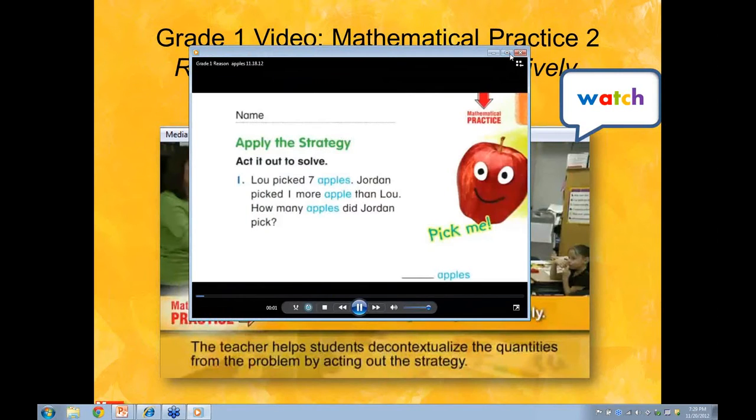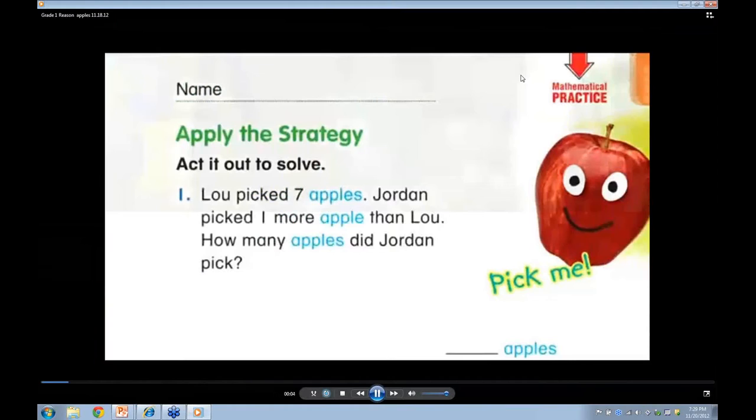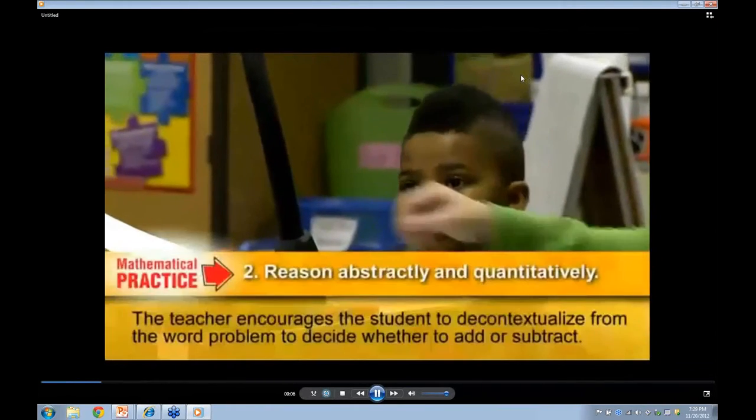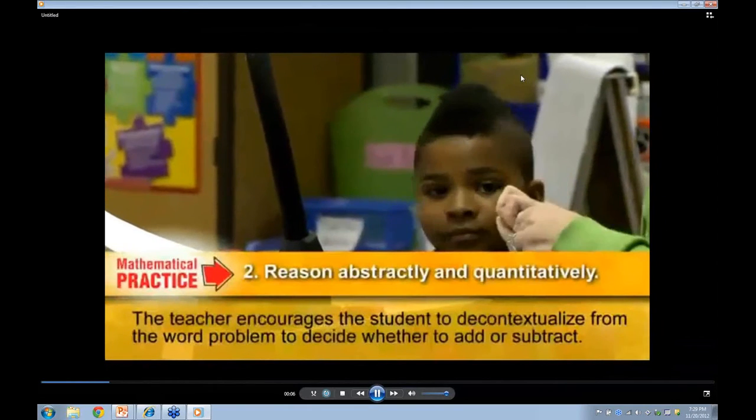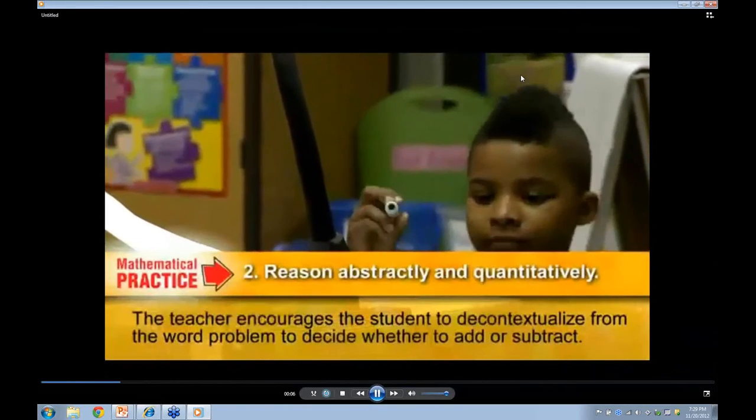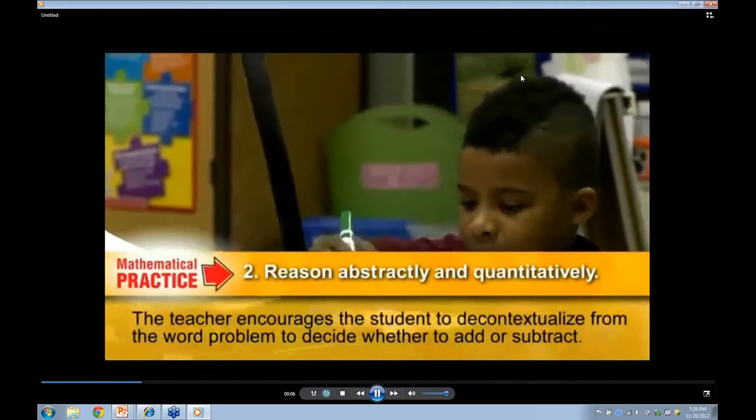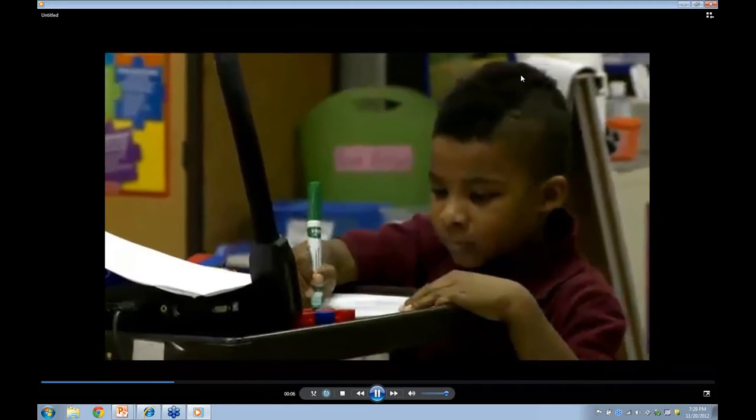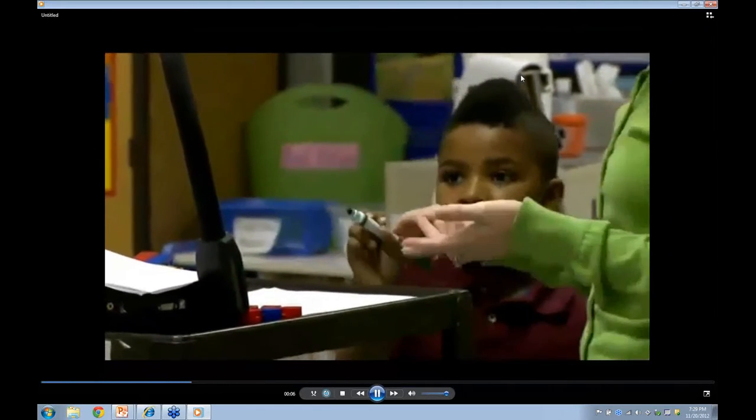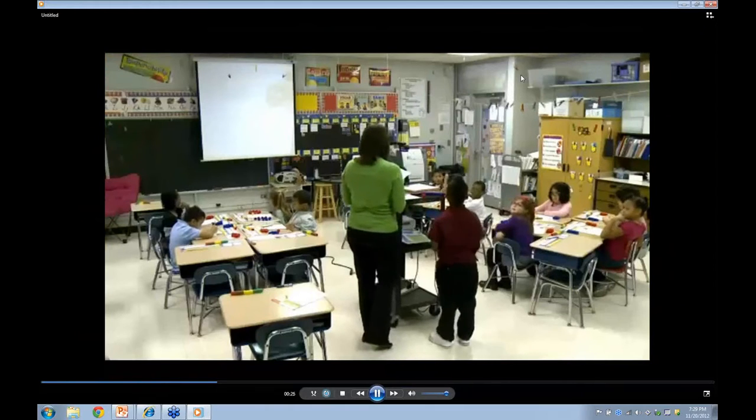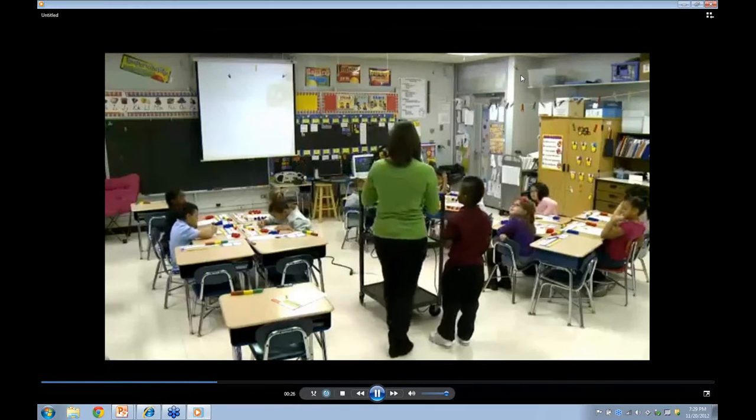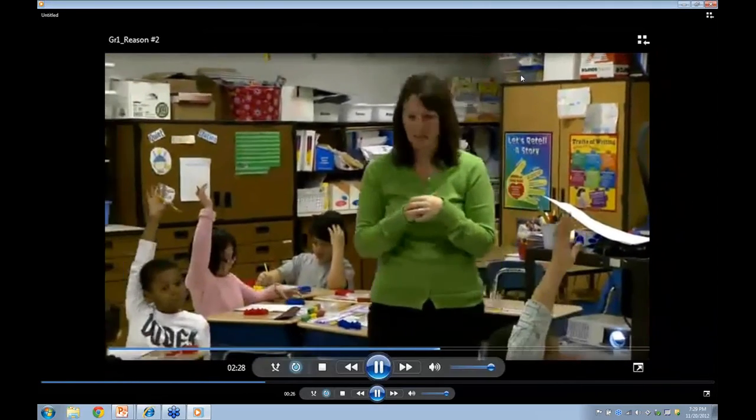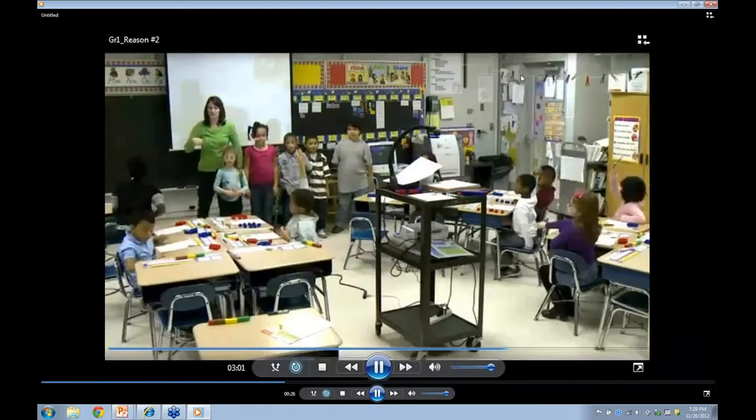Apples. Jordan picked one more apple. How many apples did Jordan pick? Do you think we should add or subtract? How do you know? Can you take a look here? Can you circle for me to tell me why I should add? One more apple. That tells me I should add. So I know that I started with 7 and I have one more. So now what we're going to do is act it out. I need 7 apples. So I need 7 of you. Let's see.